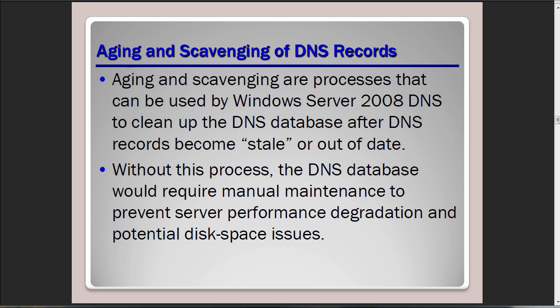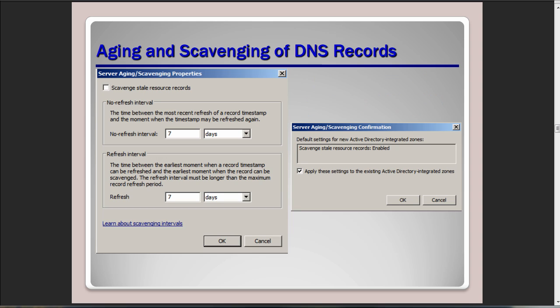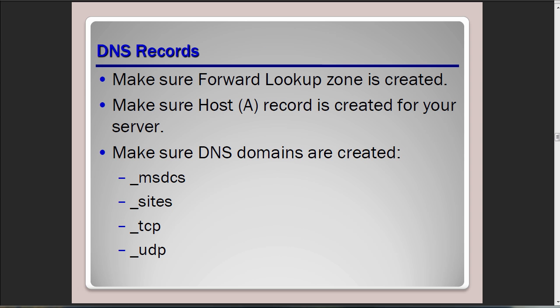Without the process, you require manual maintenance to prevent server performance degradation and potential disk space issues. DNS can grow really quickly. Think about all the things that get put into DNS as we expand our Active Directory domain. Aging and scavenging, by default, is 7 days. In large organizations, we might want to take that down depending on how many changes are being made. But for the most part, 7 days is pretty darn good for most Active Directory implementations.